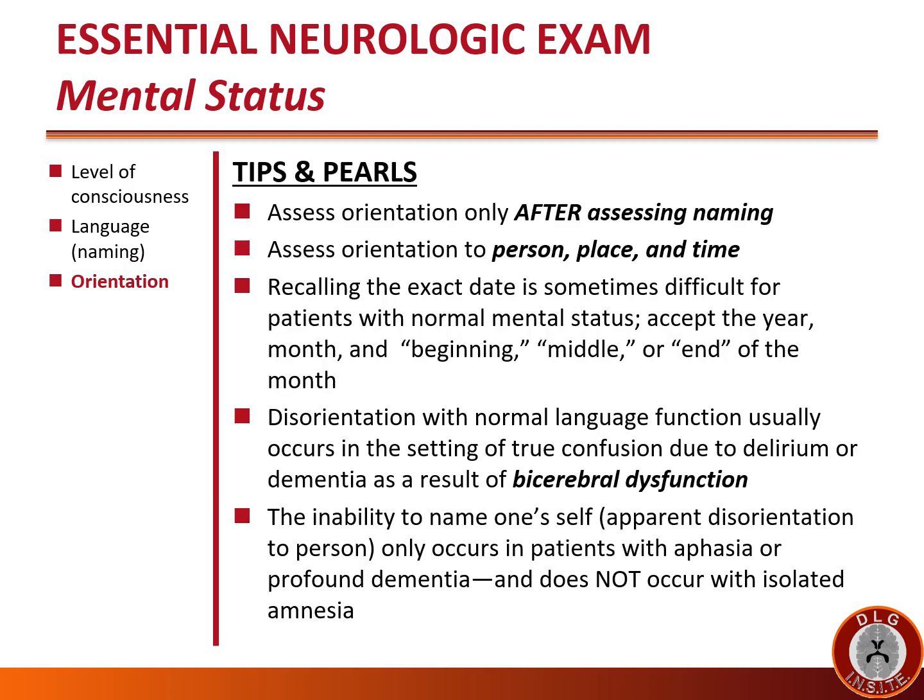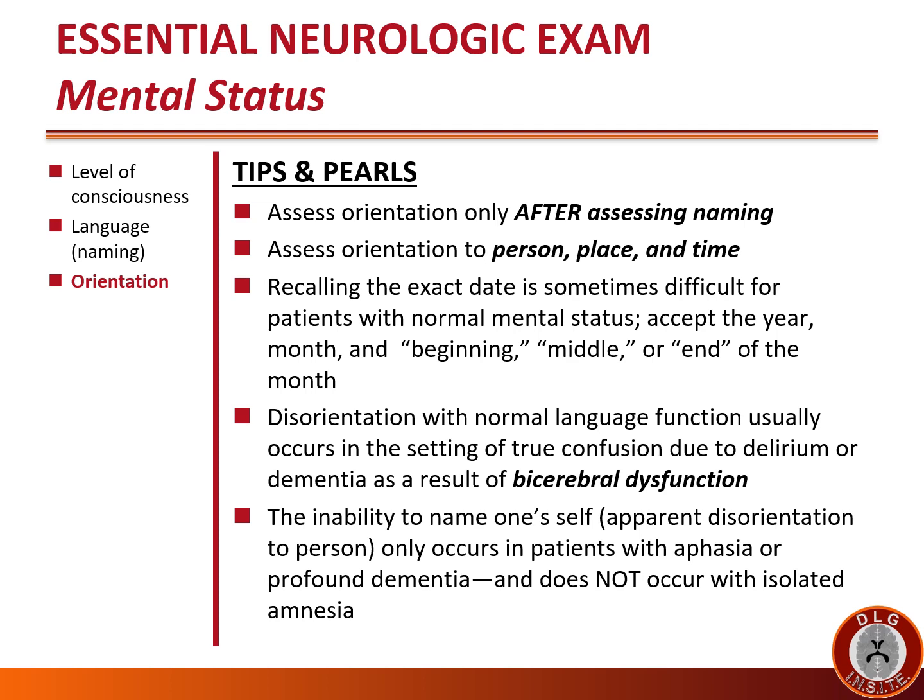Tips and pearls for mental status orientation. Only assess orientation after assessing naming. Assess orientation to person, place, and time. Recalling the exact date is sometimes difficult for patients with normal mental status, so accept the year, month, and beginning, middle, or end of the month.